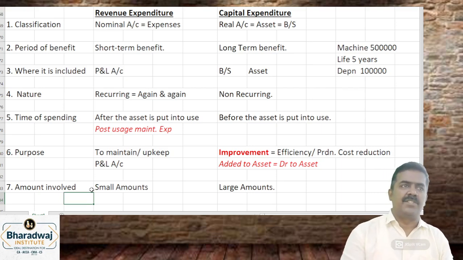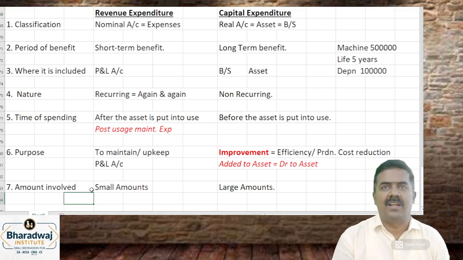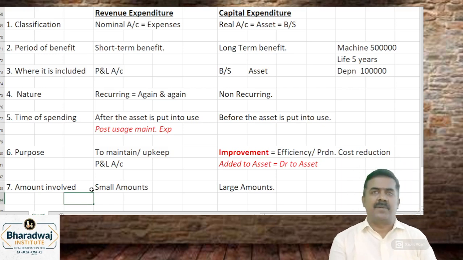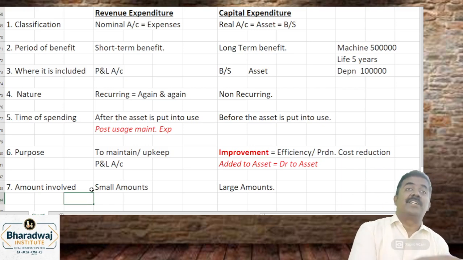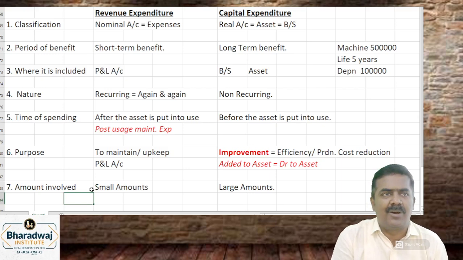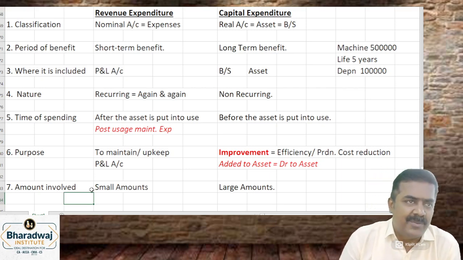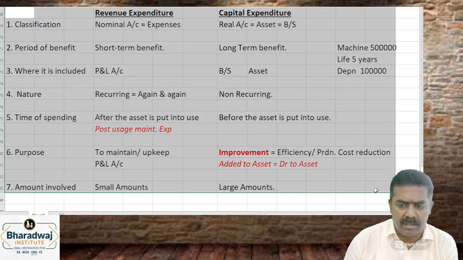It's a revenue expenditure, but the benefit is more than 1 year. Now that is called as what? Deferred revenue expenditure. Normally, heavy advertisement expenses while launching a product, all those things will be called deferred revenue expenditure. So knowledge of this is most important.